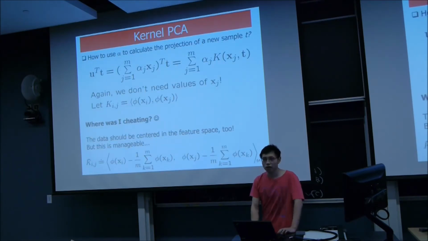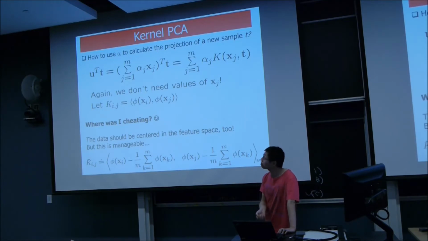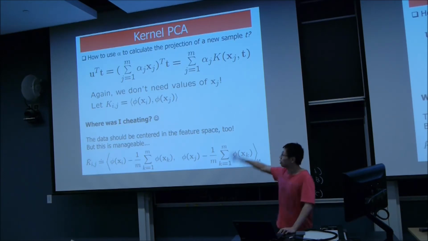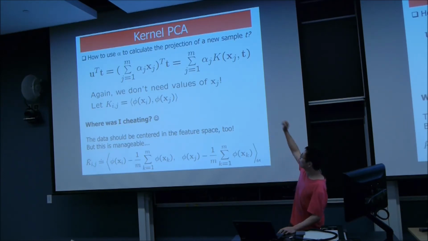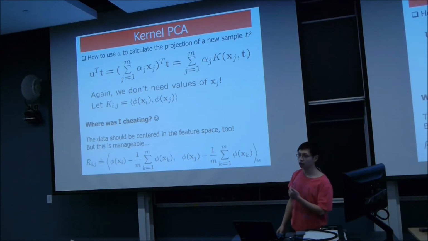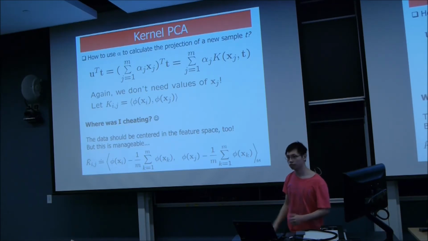Next question is, if we have a new sample, how do we project it into the null space? So here T is the new sample. U is the components we have. So expand that U, and that is equal to alpha j times the kernel distance between xj and the new sample. So even though we only know alpha, we can compute the projection of the new sample T.